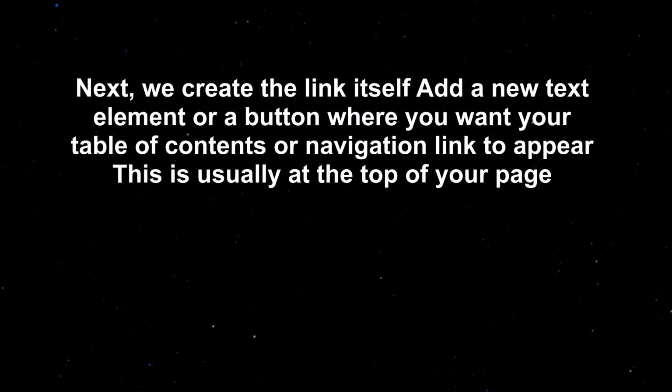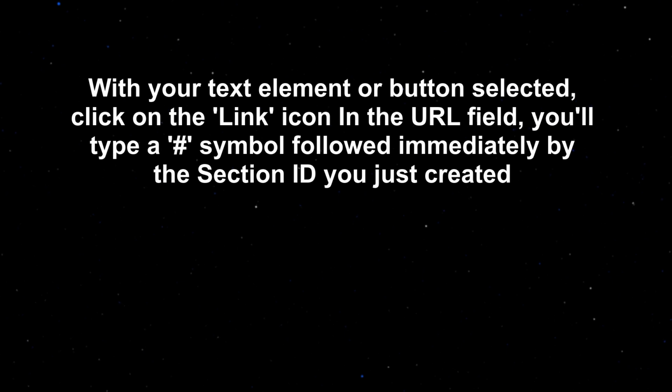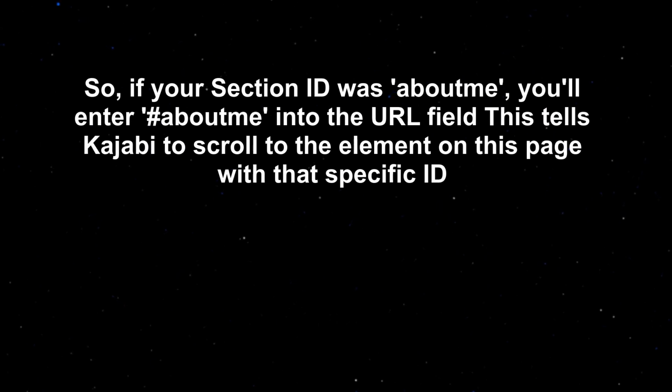Next, we create the link itself. Add a new text element or a button where you want your table of contents or navigation link to appear. This is usually at the top of your page. With your text element or button selected, click on the link icon in the URL field. You'll type a hash symbol followed immediately by the section ID you just created. So if your section ID was About Me, you'll enter #AboutMe into the URL field. This tells Kajabi to scroll to the element on this page with that specific ID.